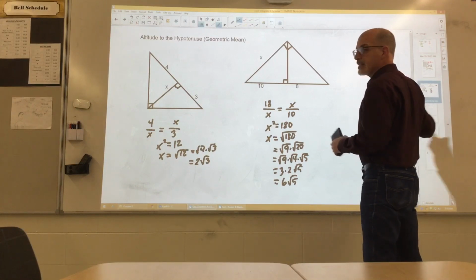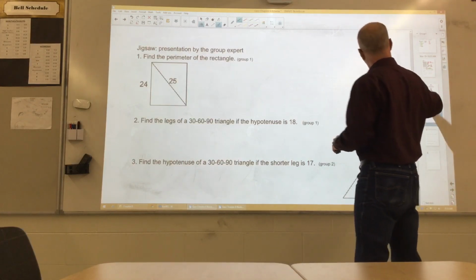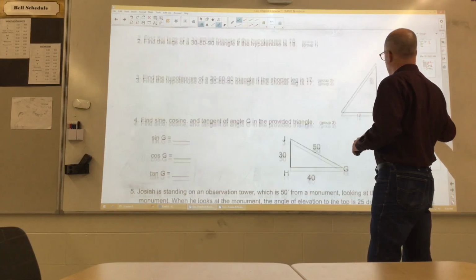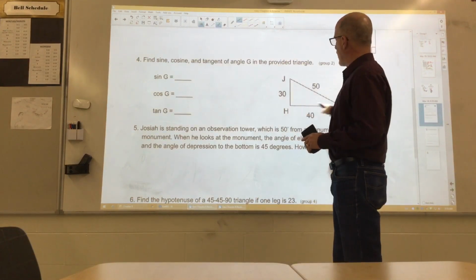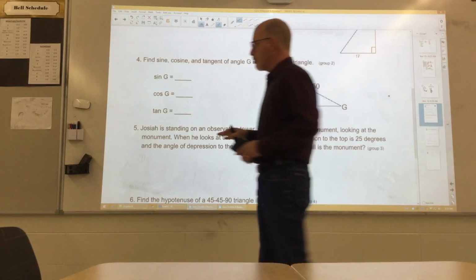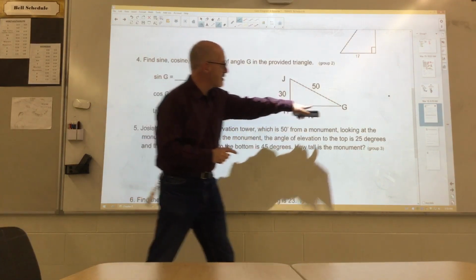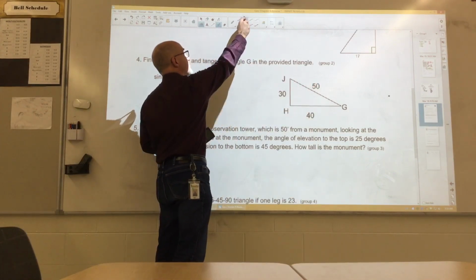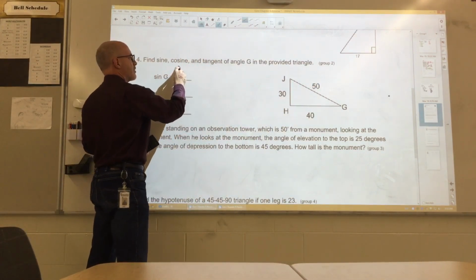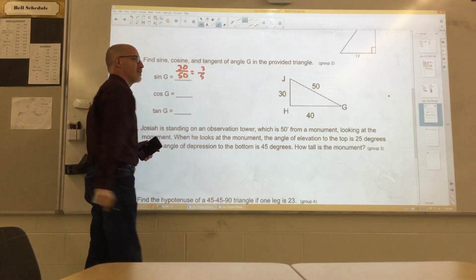Now, on these other ones, I'm going to kind of pick and choose. I'm not going to do all of them. So on this section, I want to go down here, and I want to look at this sine, cosine, and tangent part for angle G. These types of problems, when you look at them, to do sine, you're just looking at this information here and saying for sine of angle G, that's going to be the opposite over the hypotenuse. So for sine of angle G, you get 30, the opposite side, over the hypotenuse, which is 50, which reduces down to 3/5 as your answer.